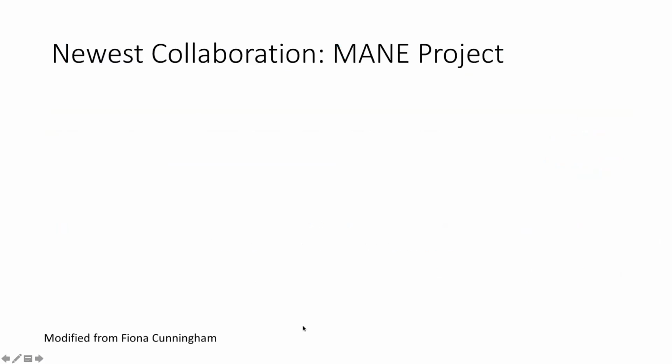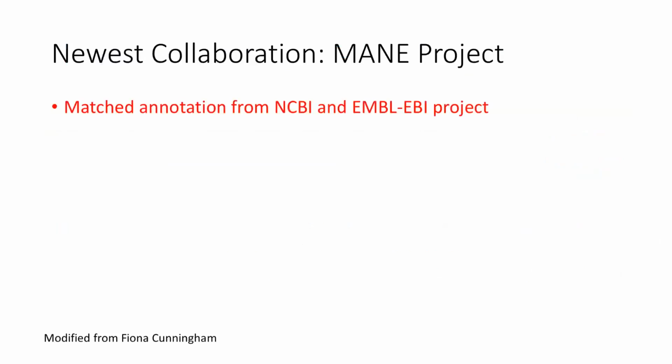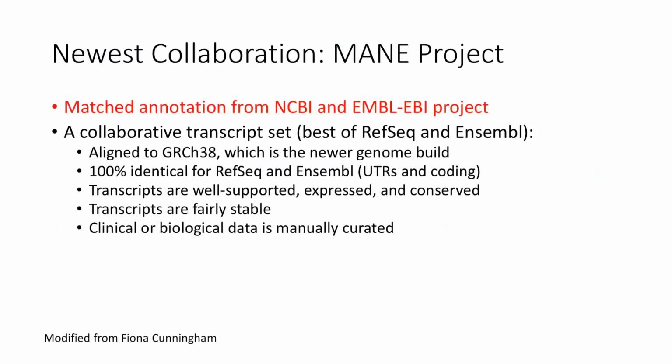So the newest collaboration is the one that I'm most excited about, the main project. This is the matched annotation from NCBI and Ensembl EBI project. It's actually a collaborative transcript set, which is the best of RefSeq and Ensembl, really, because it's going to be aligned to the genome build. A lot of the problems with RefSeq are that because they aren't aligned to the genome build, when the genome build and the transcript differ in a little bit of sequence, it can make alignment difficult.